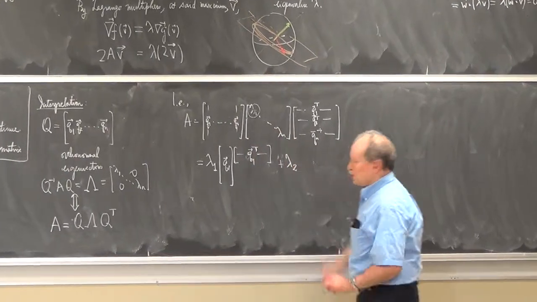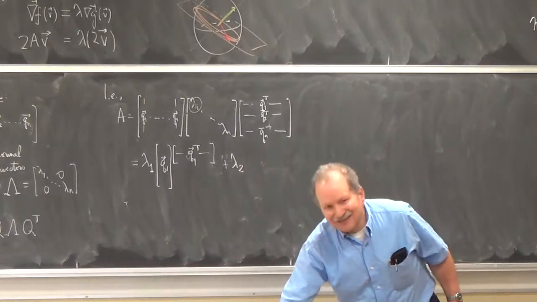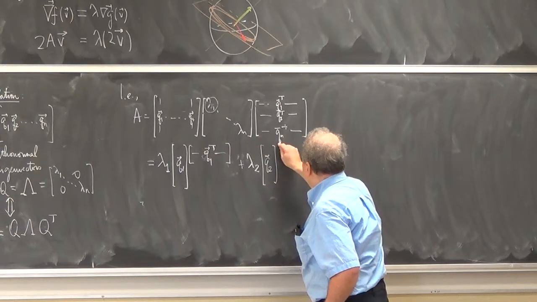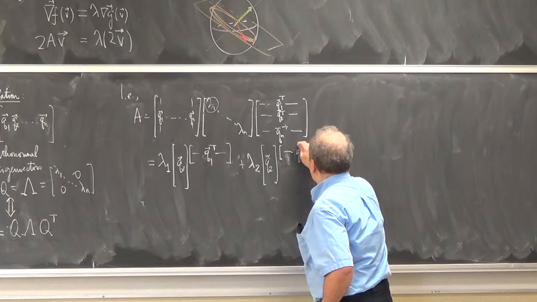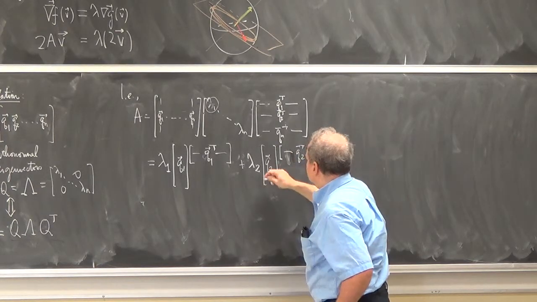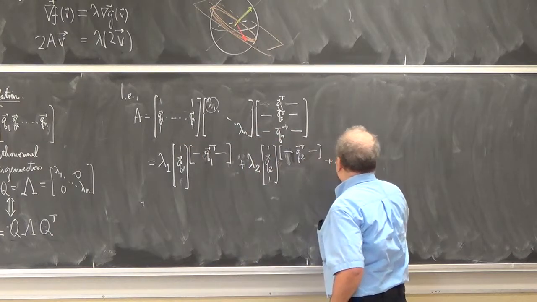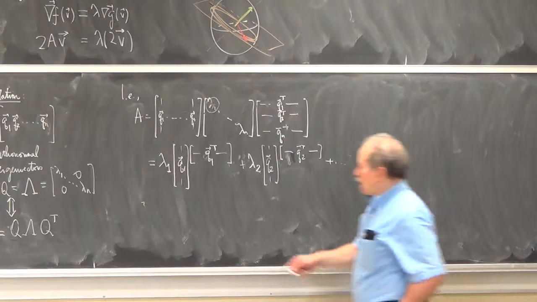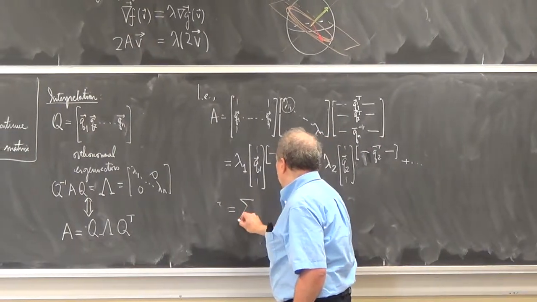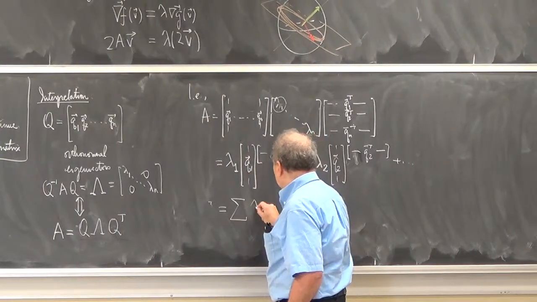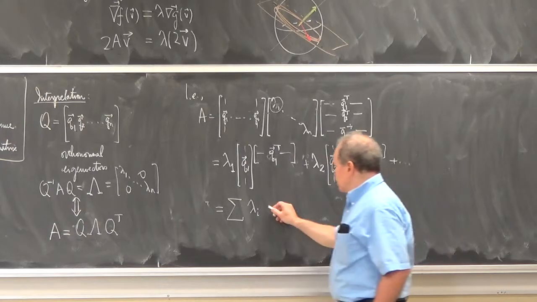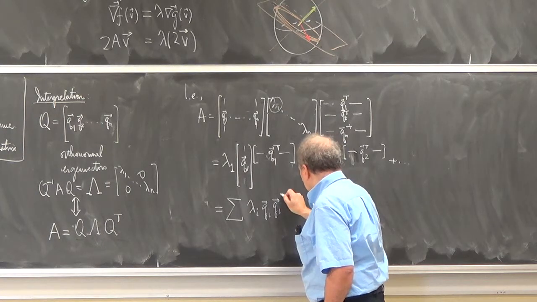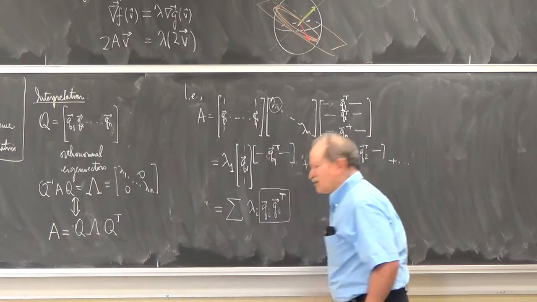What's going to get you lambda 2 appearing? Presumably second column, second row. It's got to be q2, second column, second row, here, and so on. So what you're saying is that you've written your matrix as a sum of these eigenvalues times eigenvector times eigenvector transpose. What are these n by n matrices doing?